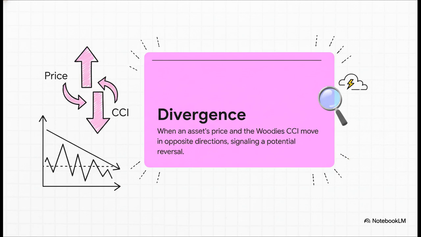Next up is divergence, and this is a huge one. Think of it this way. The price of an asset is making a new high, like it's climbing a mountain.